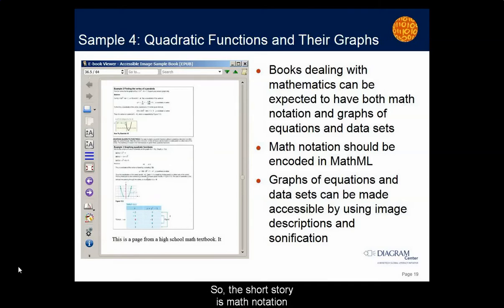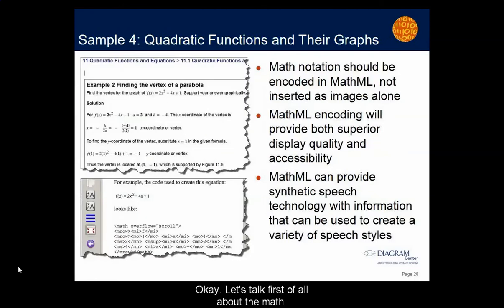The short story is math notation could be encoded in MathML. Graphs of equations and data sets can be rendered either by using image descriptions or sonification. So we looked at both of these methods in the book. So let's talk first of all about the math. The screenshot that's actually on the page is just a snippet from the math textbook itself and some notation that is provided there, and then the bottom screenshot is a snippet of the page showing the MathML where we included the code snippet in the page.